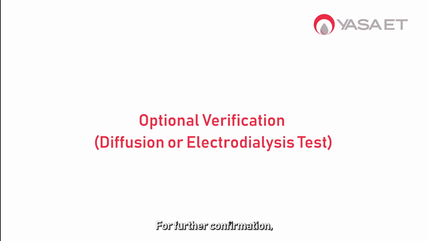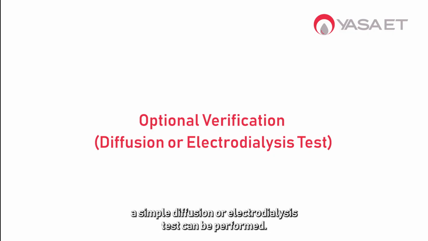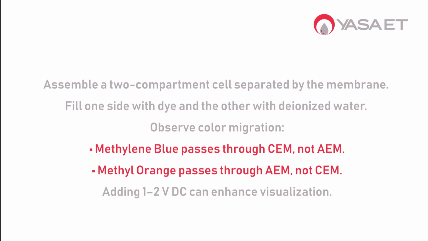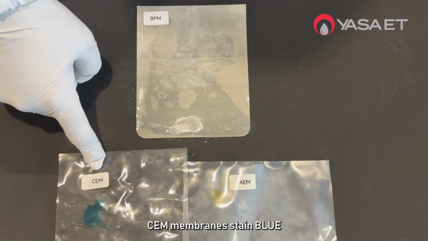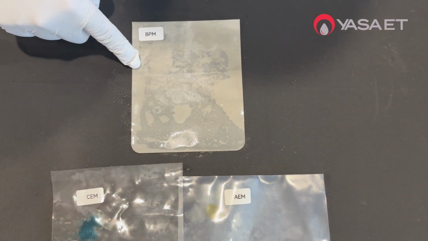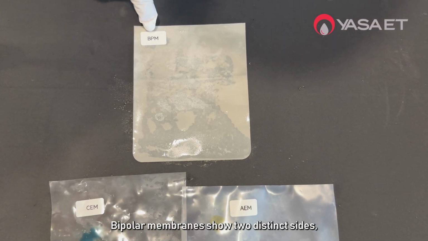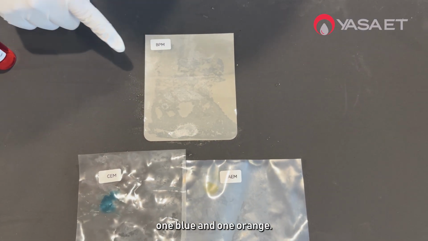For further confirmation, a simple diffusion or electrodialysis test can be performed. Assemble a 2-compartment cell separated by the membrane. Fill one side with dye and the other with deionized water. Observe color migration. Methylene blue passes through CEM. Methyl orange passes through AEM. Adding 1 to 2 volts DC can enhance visualization. Results summary. CEM membranes stain blue. AEM membranes stain orange. Bipolar membranes show 2 distinct sides, one blue and one orange.